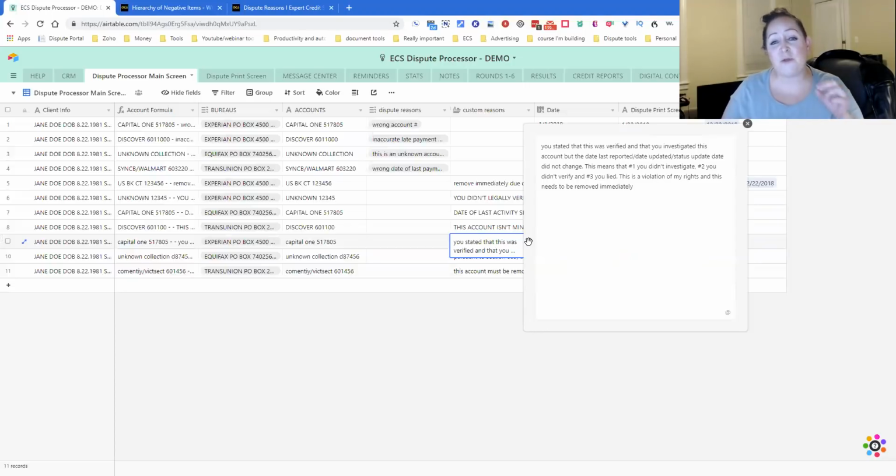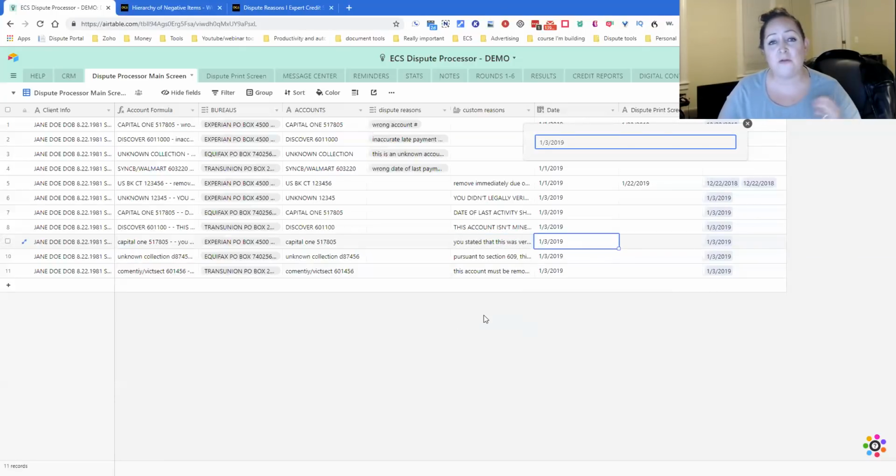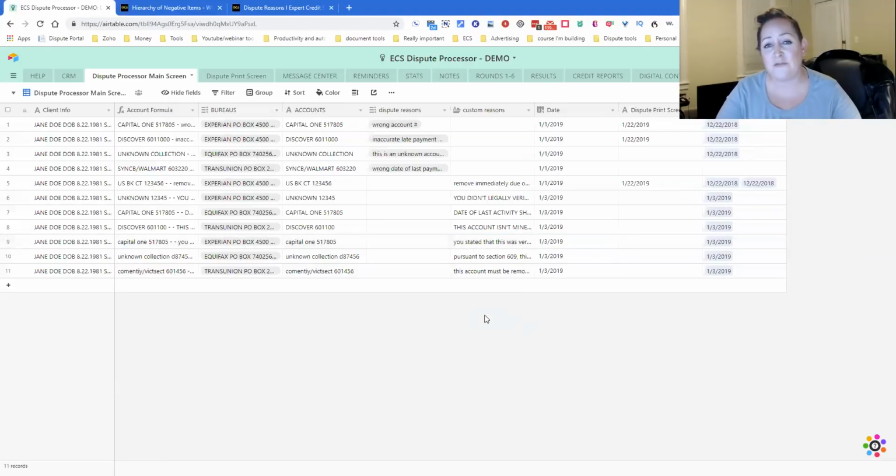So you guys need to be looking at this information. You need to be looking at the date of last payment, the date of last activity, the statute of limitations. You need to be looking at the status update date. You need to know and understand what these are there for and what these mean, okay?